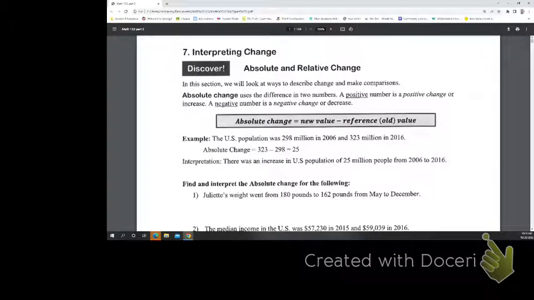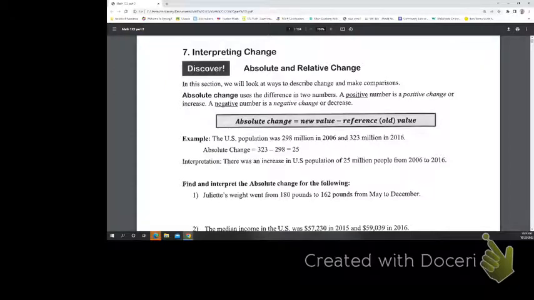So if the population was 298 million in 2006, and then it was 323 million in 2016, we're going to subtract those, doing 323 minus 298 to get 25. So then we could say there was an increase in the U.S. population of 25 million people from 2006 to 2016. Pretty straightforward, I think, right?